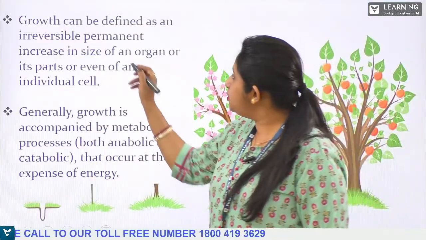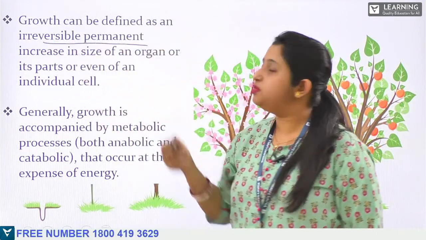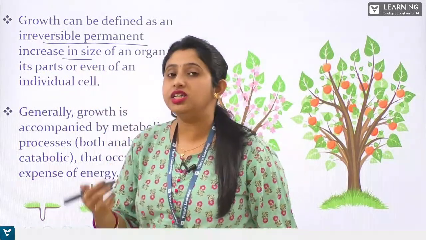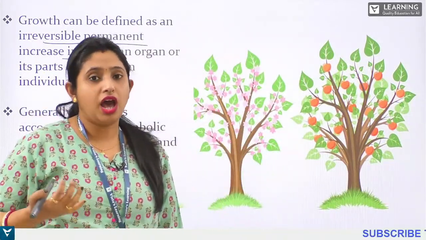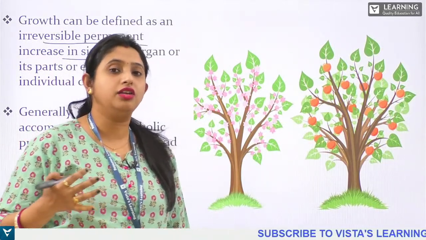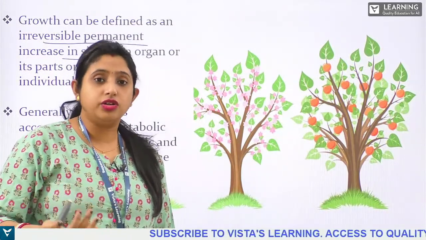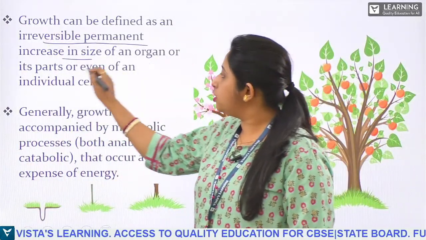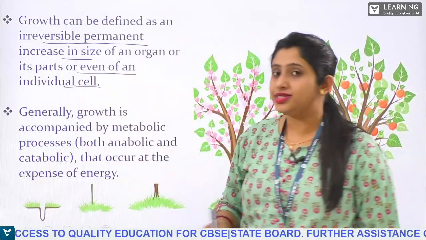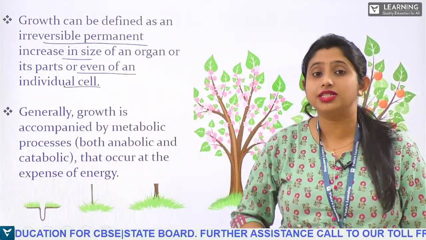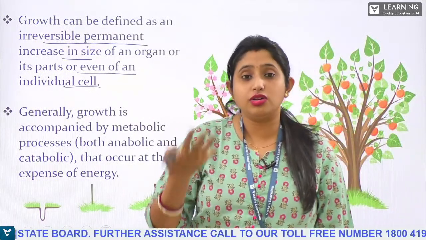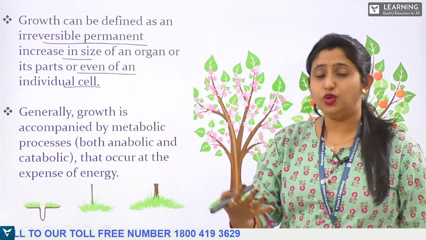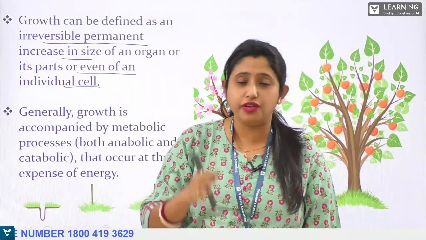Now see, growth can be defined as an irreversible permanent increase in size. Growth will lead to a permanent increase in size. Once the growth has happened, it cannot be reversed again. It is irreversible, as you have seen in case of the plant also, of an organ or any part or even of an individual cell. You know how the cell divides: from 2 cells, 4 cells are formed, then from 4 cells, 8 cells are formed, isn't it? Once the cell division has happened, it cannot be reversed again.